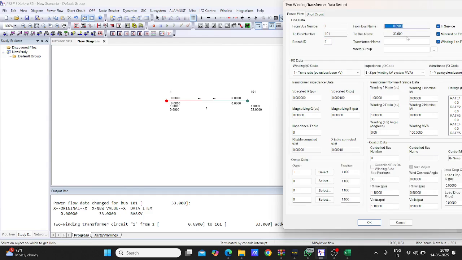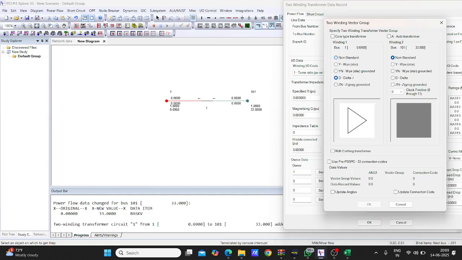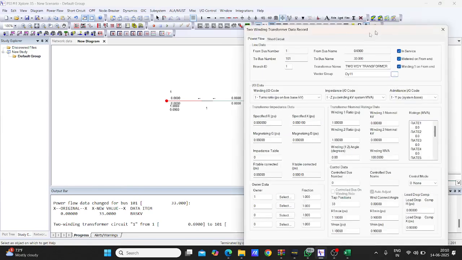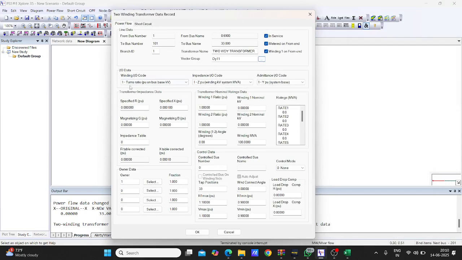And from bus number 2, automatically updated, you can mention maybe this is a two-winding transformer. Maybe let us consider Dy11. It is also given on the transformer. Now I am just taking it as Dy11, right? Now we come to this very important segment of input output data. What does this mean, what do I need to give here? We need to follow mainly the impedance input output code. I already told you, we will come one by one.